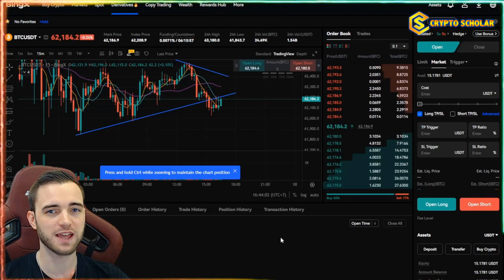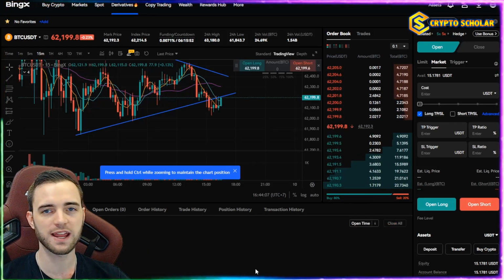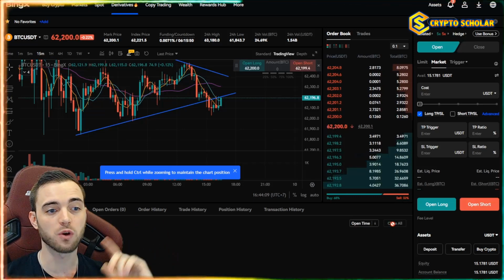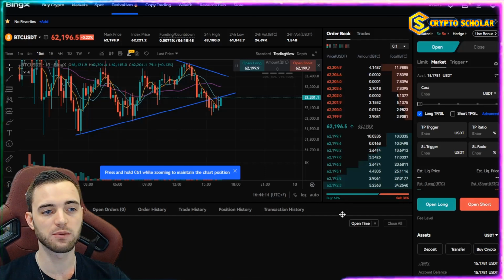We didn't lose too much there. It's absolutely fine, okay? But there's also this option here. If you're in multiple trades and the market's tanking, then you can close all of the trades you have open, and they will all be visible here as well. So that's really, really cool.